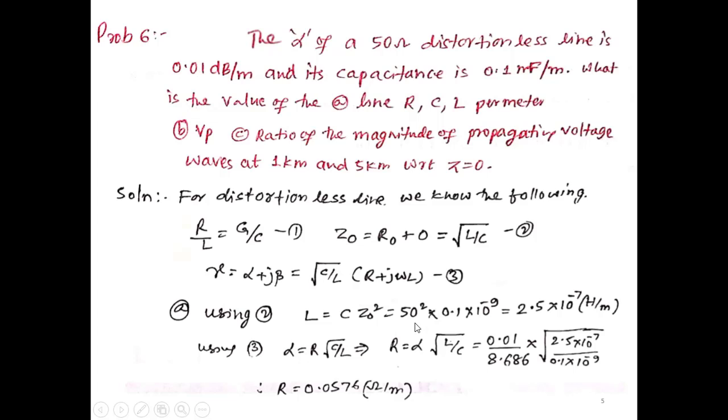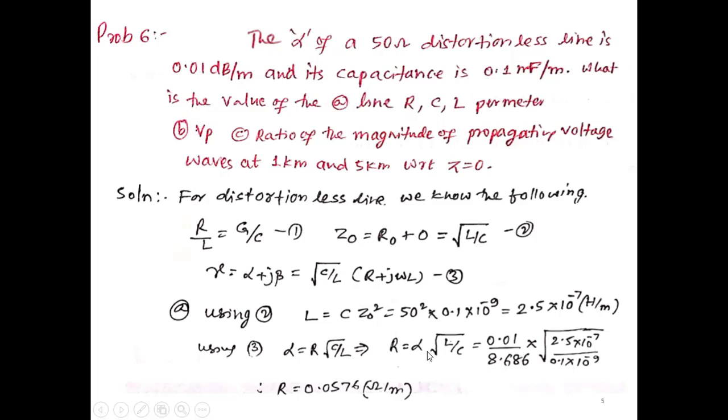You set the value of C and Z0, you will get 50 square into 0.1 into 10 raised to minus 9. This is equal to 2.5 into 10 raised to minus 7 Henry per meter. From equation number 3, you know that alpha is equal to the real term R into under root of C by L. Therefore, from this R becomes alpha into under root of L by C.